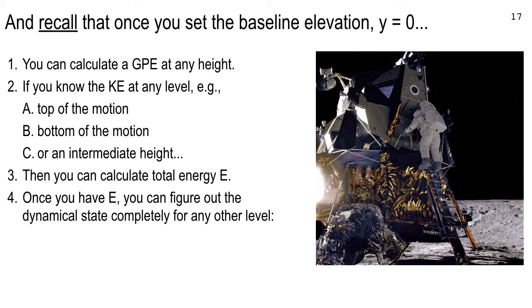And once you have E, you can figure out the dynamical state completely at any other level for the motion that you've got. So you can figure out the GPE value at any height. Once you get it one place, you can get it any place else. Kinetic energy, the speed, you can figure that out too. We did that, so you did some of that for homework as well. All right, so that's our basic strategy. Let me pause for questions.